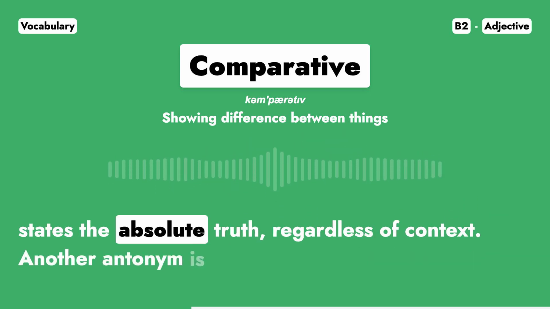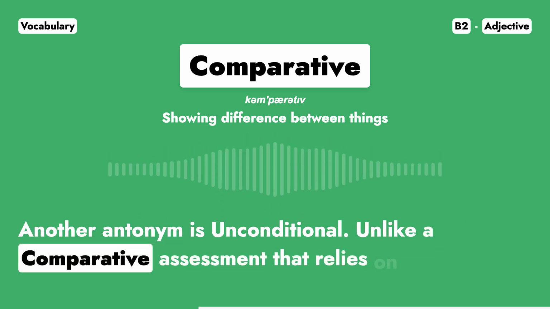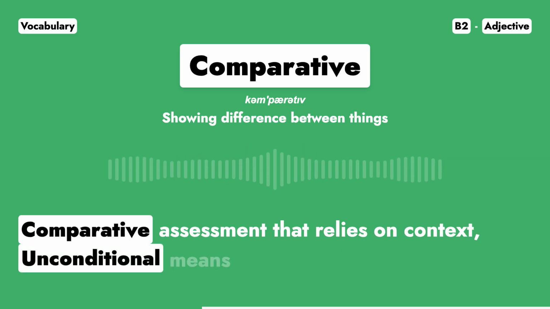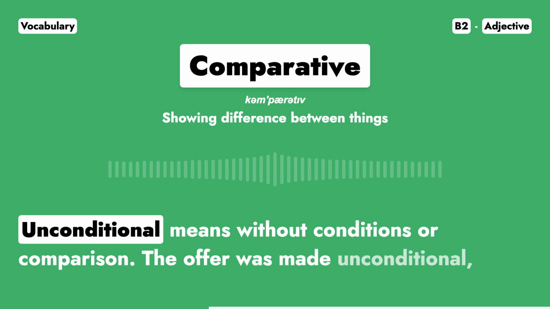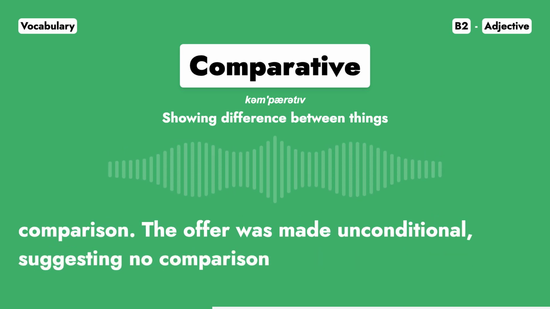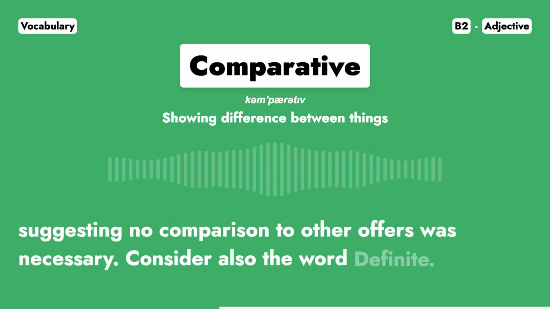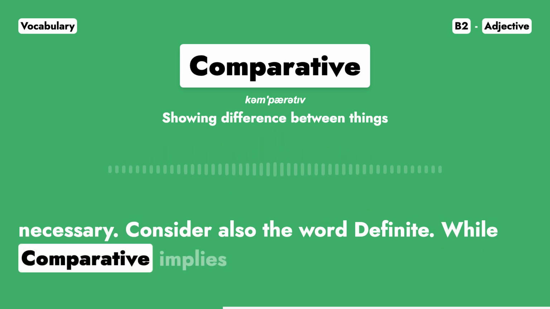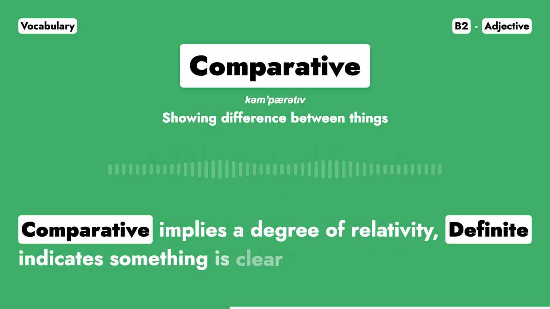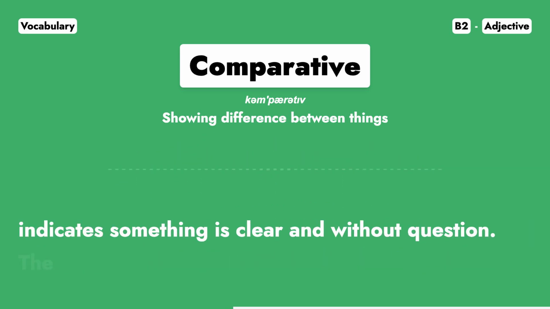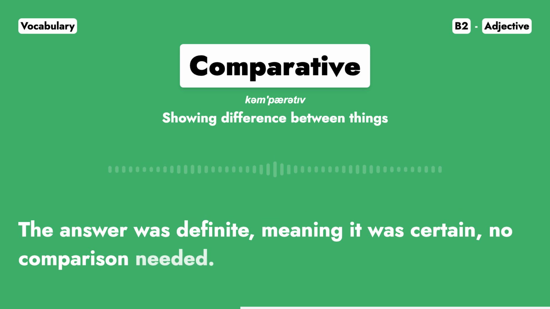Another antonym is unconditional. Unlike a comparative assessment that relies on context, unconditional means without conditions or comparison. The offer was made unconditional, suggesting no comparison to other offers was necessary. Consider also the word definite. While comparative implies a degree of relativity, definite indicates something is clear and without question. The answer was definite, meaning it was certain, no comparison needed.